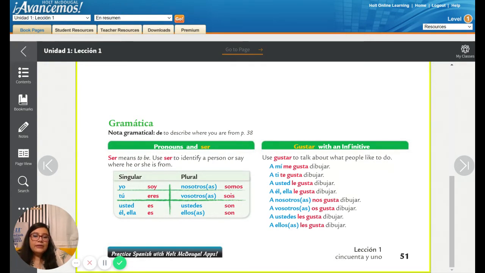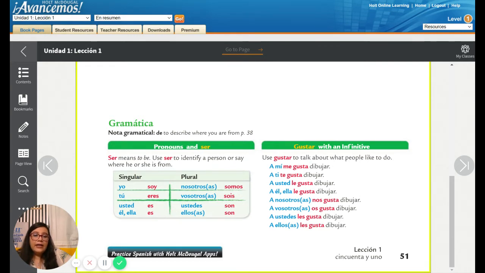But these last two do have S's on the word les, because it is more than one person that likes something. So based off the amount of people that like it, if it's just one person that likes it, you don't put that S. So if you notice, if it's just me talking to you that you like something, it's just with the te.